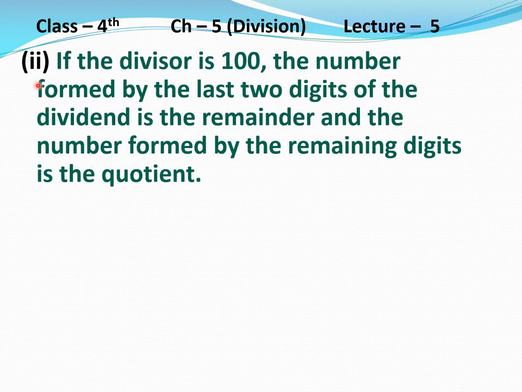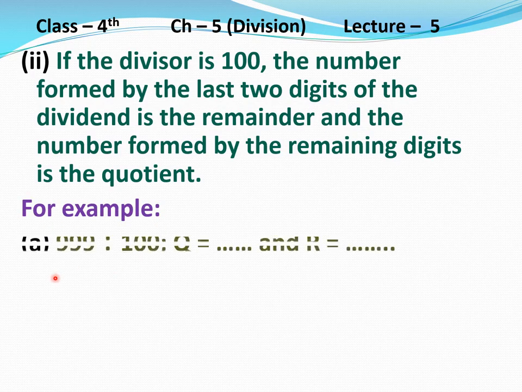Now, see, if the divisor is 100, the number formed by the last two digits of the dividend is the remainder and the number formed by the remaining digits is the quotient. If the divisor is 100, the number formed by the last two digits of the dividend is the remainder and the number formed by the remaining digits is the quotient.